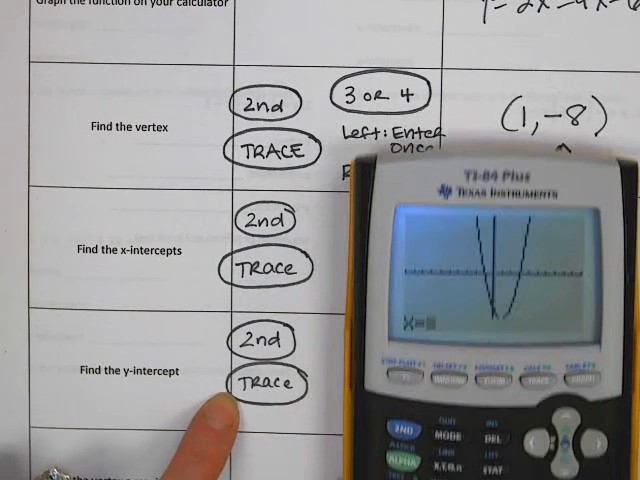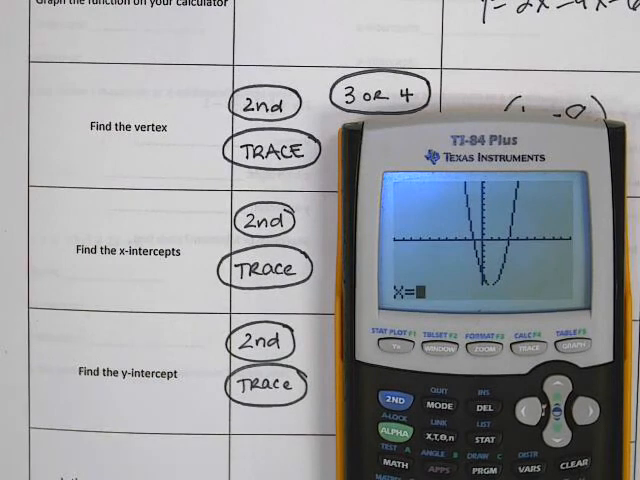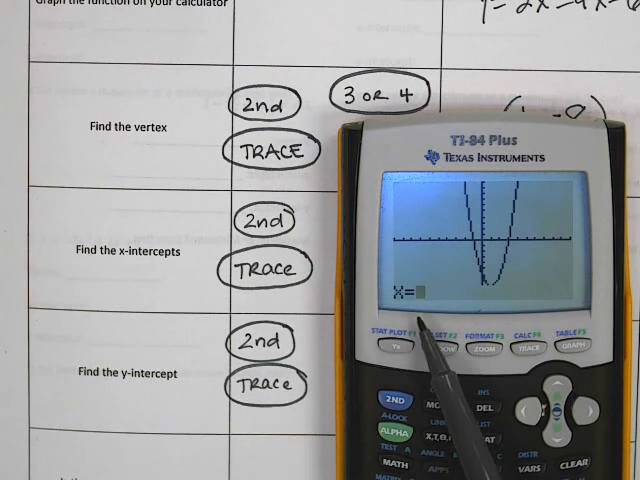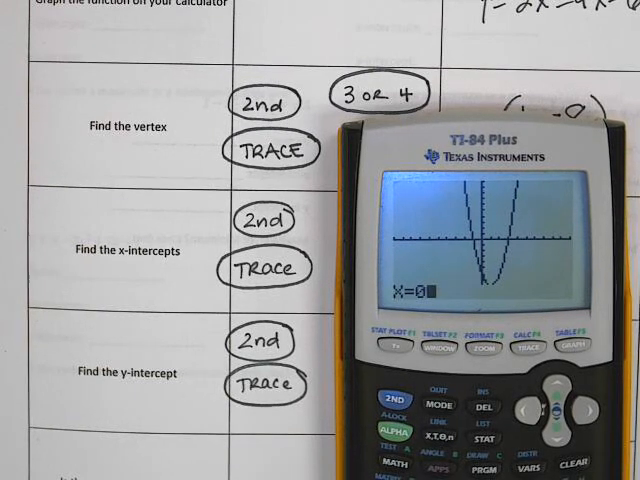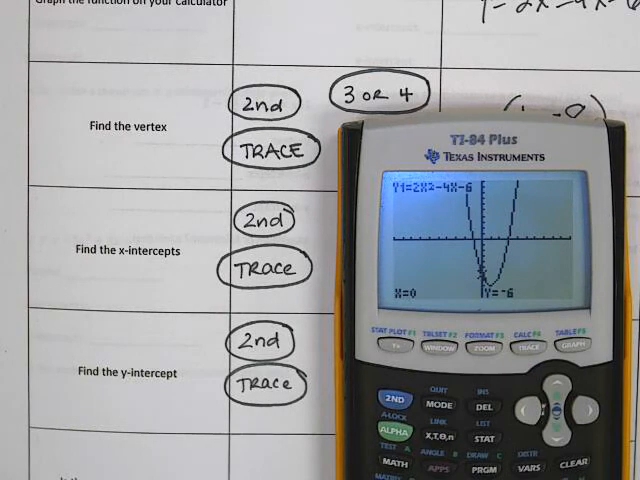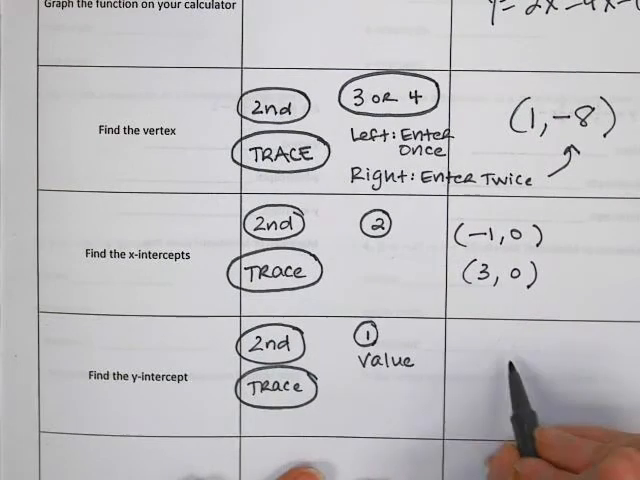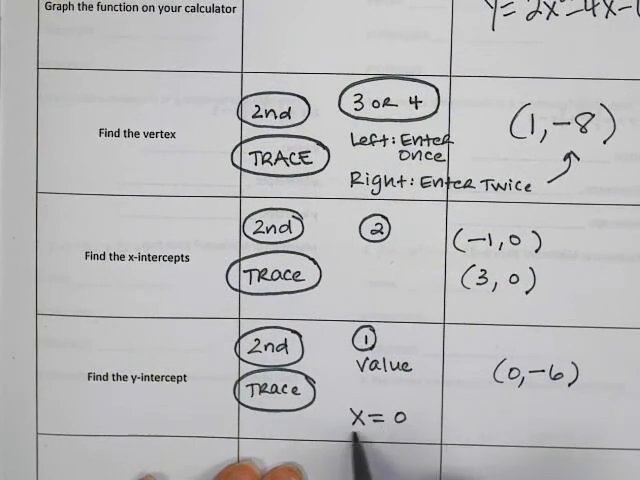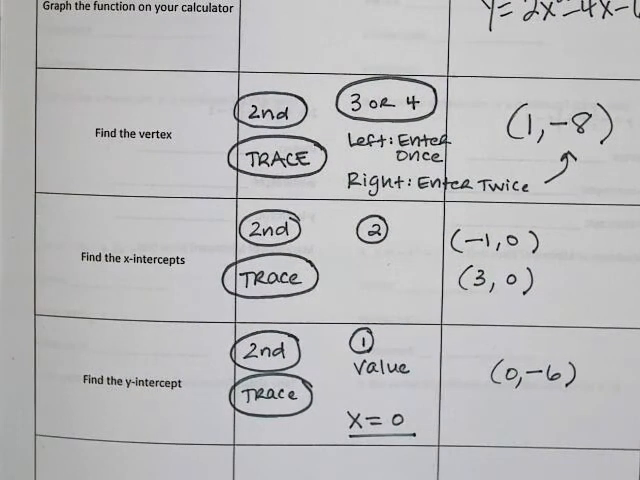Okay, and it should say x equals what? Well, you guys know this. If you're trying to find a y-intercept, what does x always equal? Yes, 0. Okay, so hit 0 and hit enter, and it's going to pop out the y-intercept. 0, comma, -6. Beautiful. So you type in x equals 0 for the y-intercept.